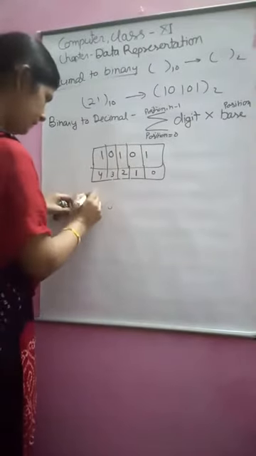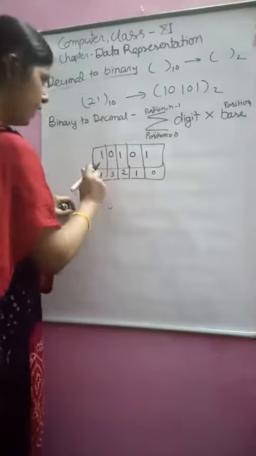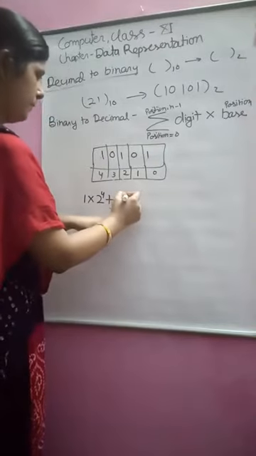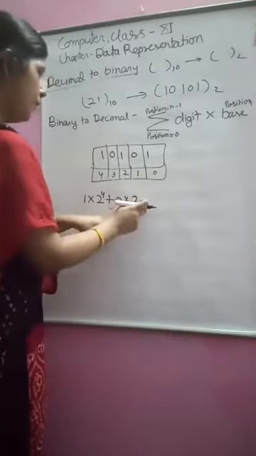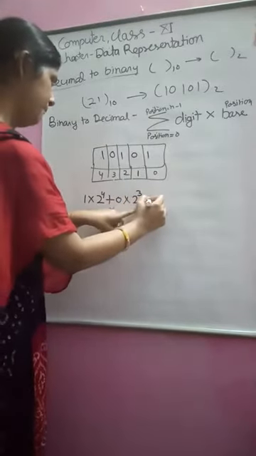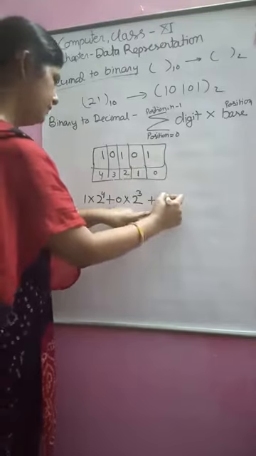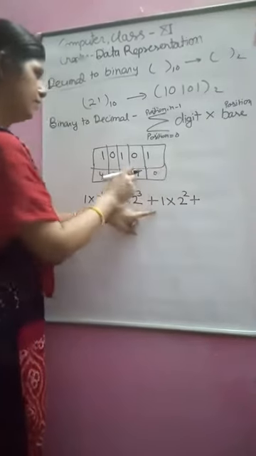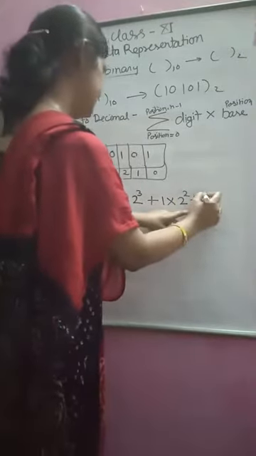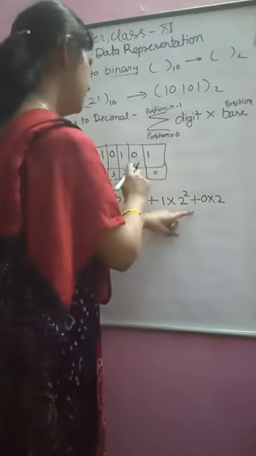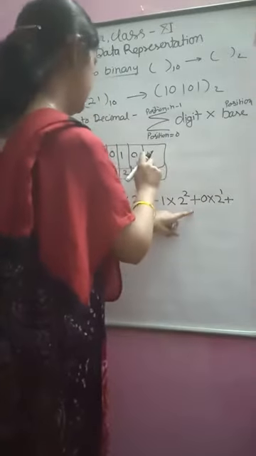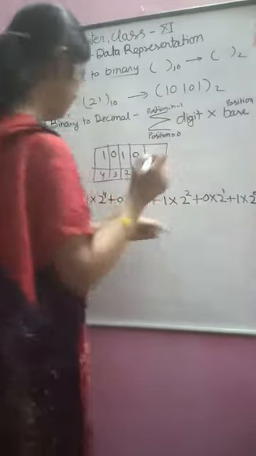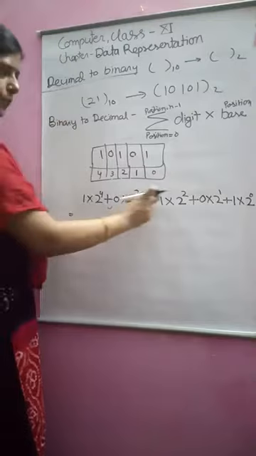The first digit is 1 multiplied by base 2 to the power 4, plus the second digit is 0, base 2, position 3, plus the third digit is 1, base 2, position 2, plus the fourth digit is 0, base 2, position 1, plus the fifth digit is 1, base 2, position 0. This is the weight of each digit.